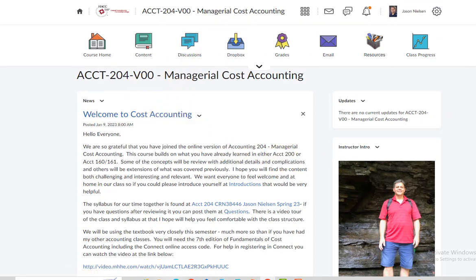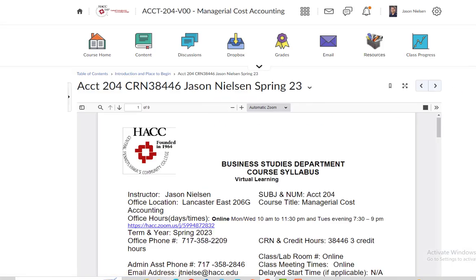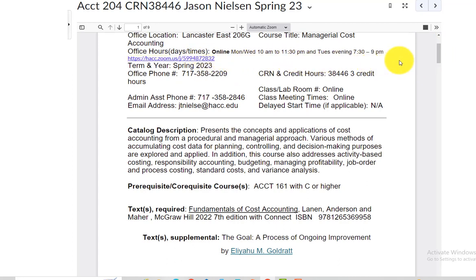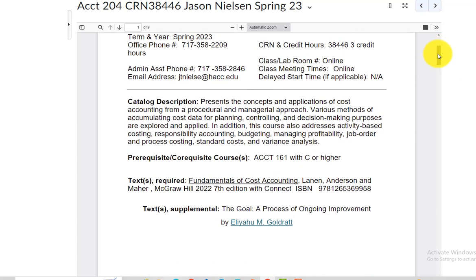So we want to jump in and look at the syllabus. So we're going to use a link here that I provided right here in the news feed to the syllabus. And here's the information about the course, including my online office hours when I will be available on my personal Zoom room, link is here just like it was on the main page. Monday, Wednesday, 10 to 11:30, Tuesday, 7:30 to 9. Information about our course, phone numbers, contact. Prerequisite is 161. Here is the information about the textbook, Fundamental Cost Accounting, our ISBN number.